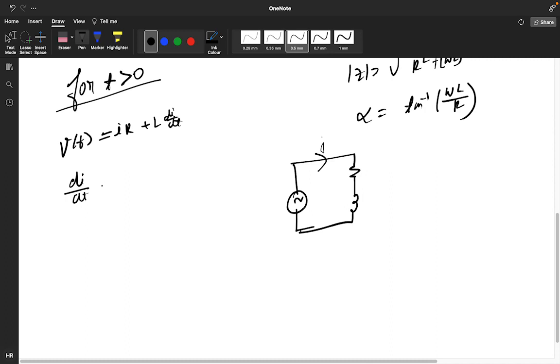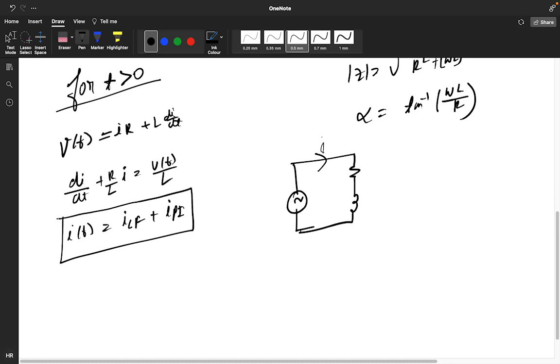di/dt plus R/L into i is equal to v(t)/L. I am taking L as common. So this is your differential equation, and we know that an ordinary differential equation can be represented in the form of complementary function and particular integral, right? Forced response and natural response. We have already seen the forced response and the particular integral formula.